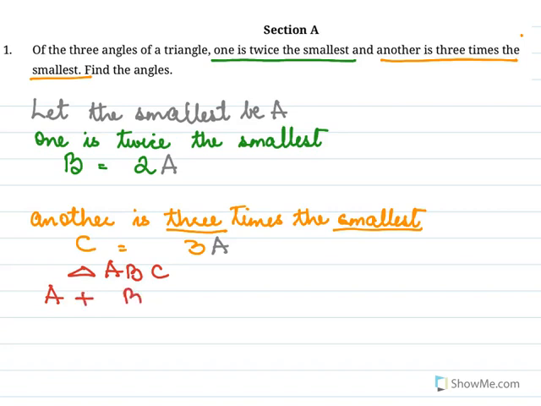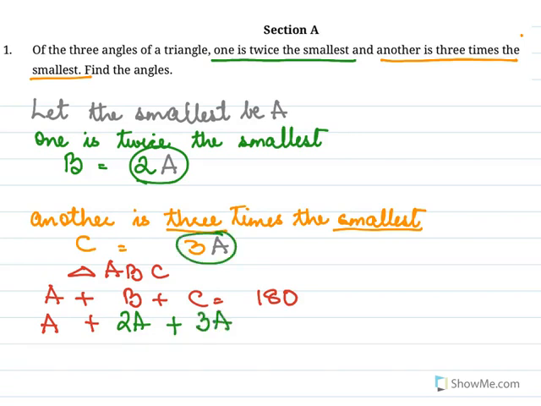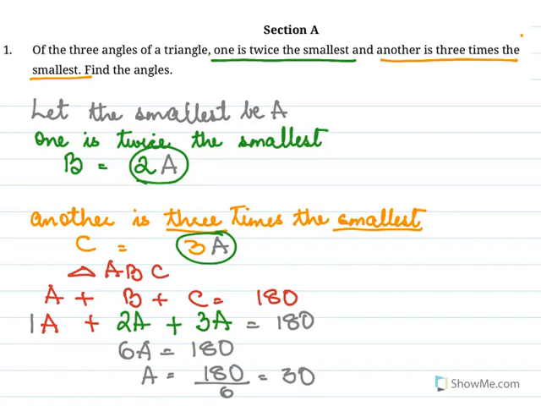Angle A plus B plus C equals 180. Now angle A is the smallest. We take it as A. The angle B we have seen is 2A. So it's 2A here. And angle C is 3A. So this is 3A, which is equal to 180. So we have 3A, 2A and 1A, 6A equal to 180, and you have A equal to 180 over 6, which is 30.